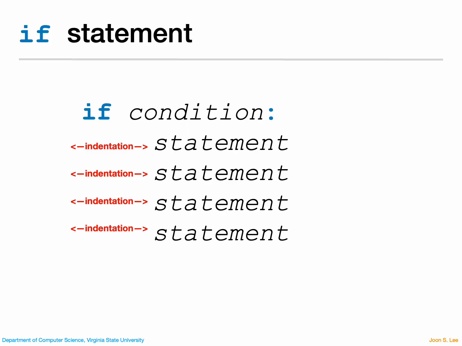The important part to notice here is indentation. In Python, indentation is not optional. It's how Python knows which statements belong inside the if block. Every line that should run only when the condition is true must be indented the same amount. So the pattern is simple. If condition, do something. This is the building block of all decision-making in Python.